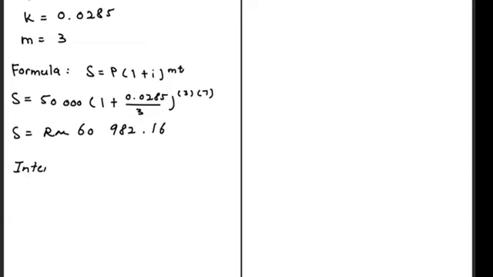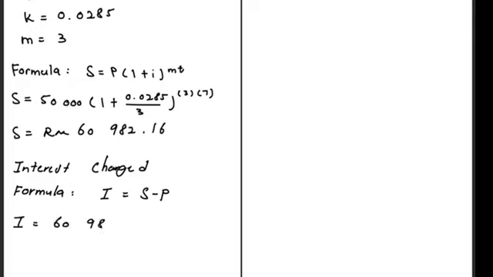Now we're going to find the interest charge. The formula we're going to use is I = S - P. Let's insert our total S and subtract our P, which is 50,000. So the total we'll be getting is RM10,982.60.